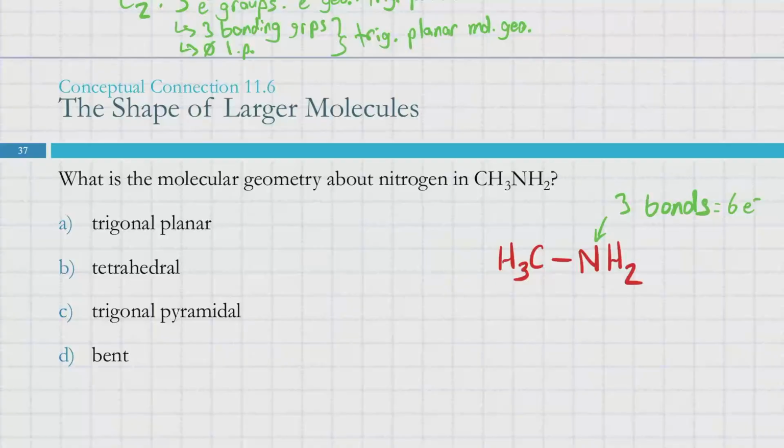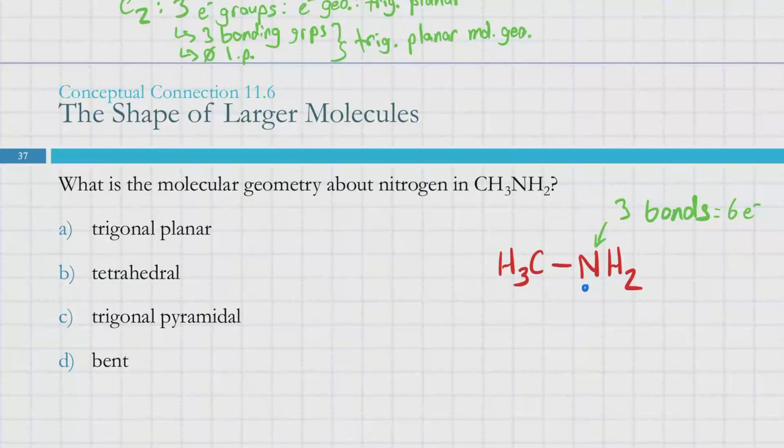Is the nitrogen happy? Quote unquote happy. If this is a Lewis structure, what's our goal? An octet. We don't have an octet, right? We've got 6. This isn't boron, so it's not happy with 6. So that would inform us that we also need a lone pair.